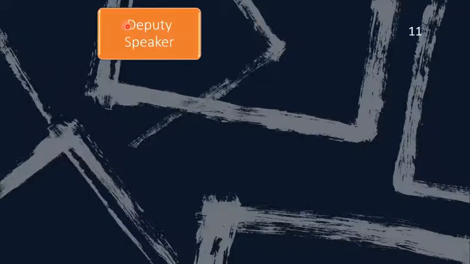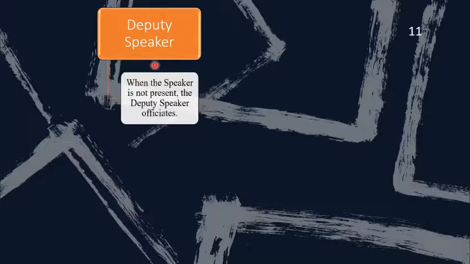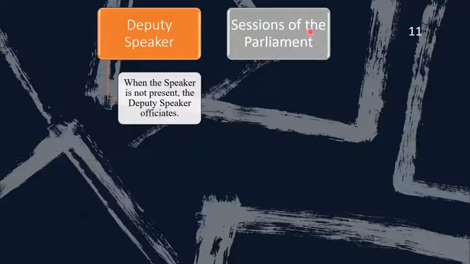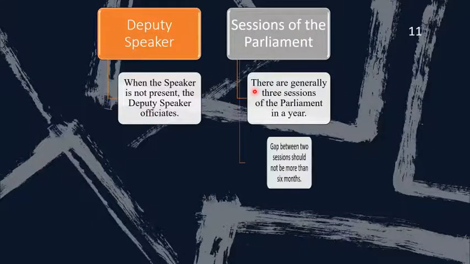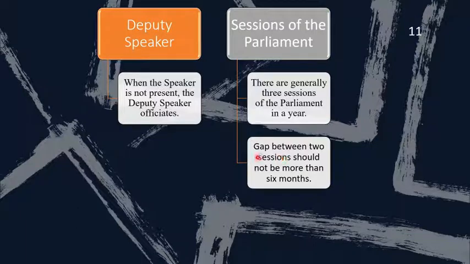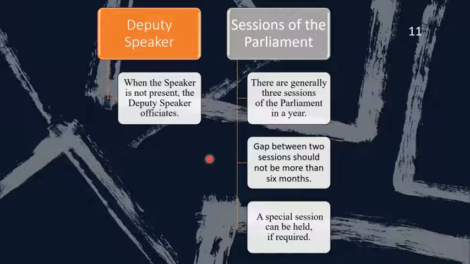Now, a deputy speaker exists who will take the speaker's place when the speaker is not present. So it is the deputy speaker who will officiate then. The sessions of the parliament are generally 3 in number in a year. The gap between two sessions should not be more than 6 months, and a special session can be held if it is required.